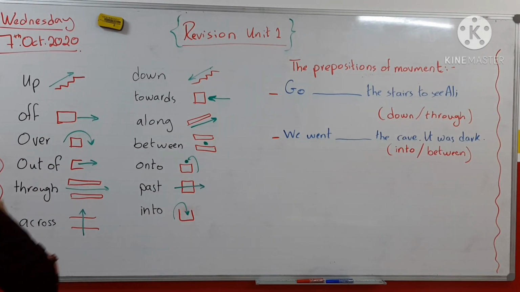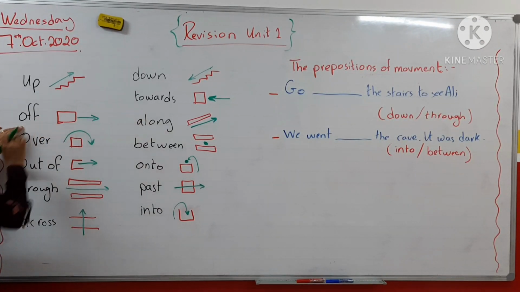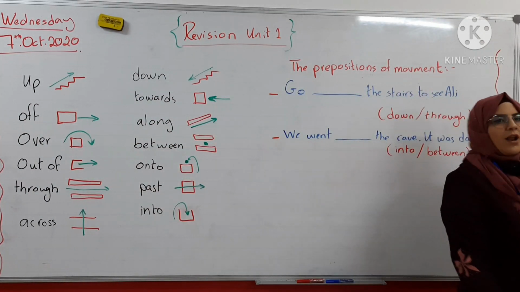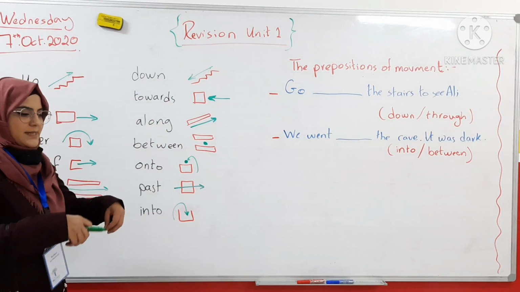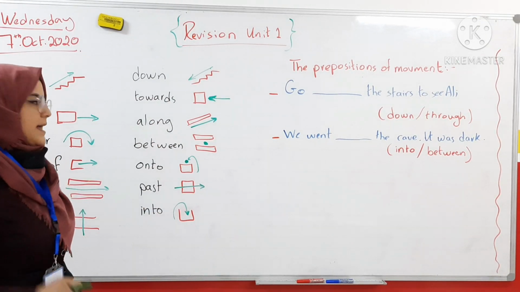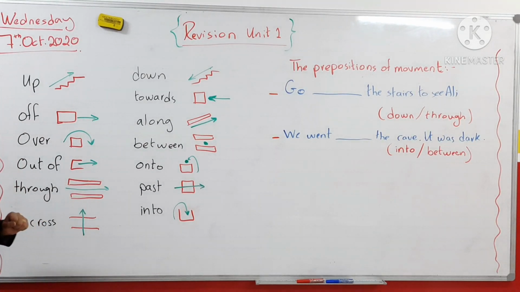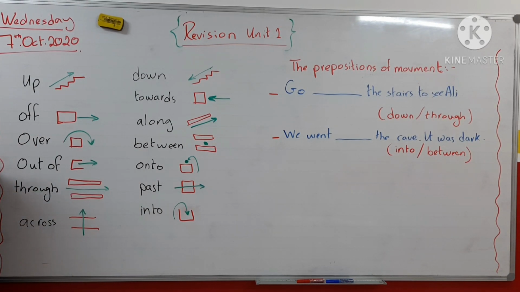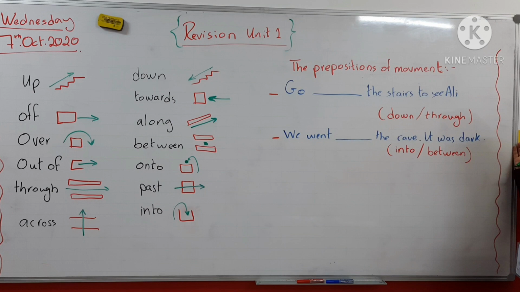I walk towards the board. Towards the board. Along, look here. This is the board and I walk along the board. Along the board, okay? Between: I stand between the board and the desks. Past: what is the difference between past and along? Along: I stand here, I stopped here, okay?